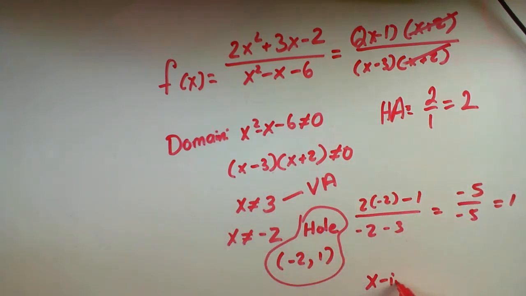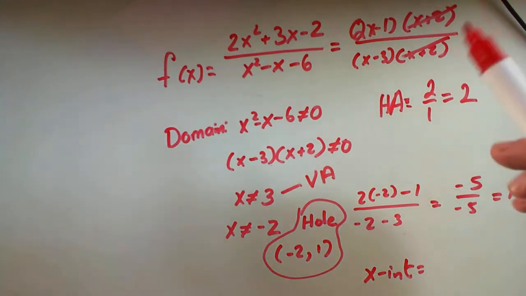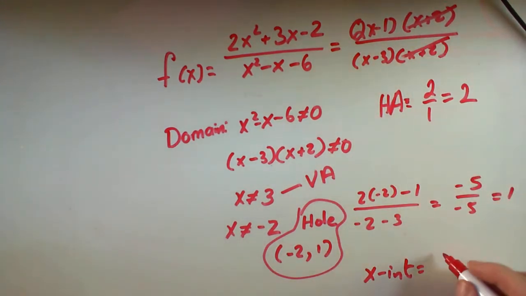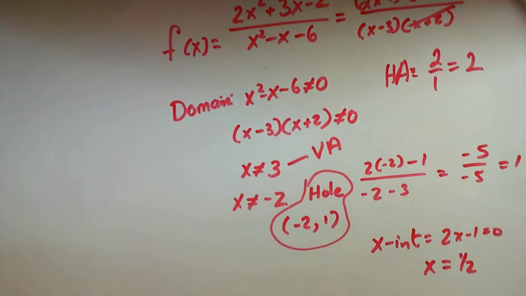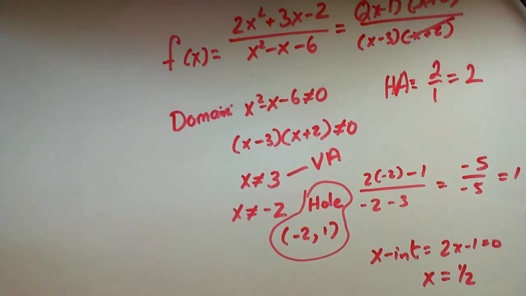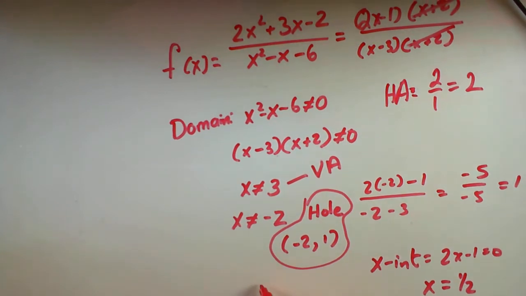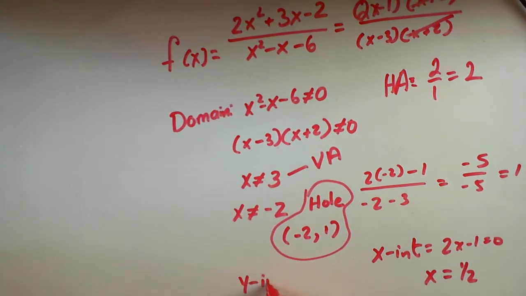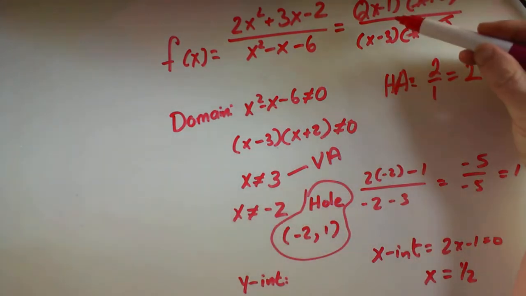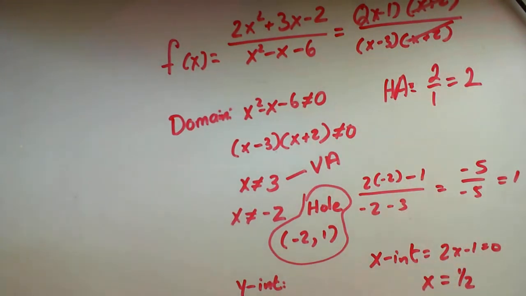X-intercepts, that's the zeros of the remaining numerator. So 2x minus 1 equals 0. X equals 1/2. And then my y-intercept, that's going to be the ratio of the constants. So that's negative 1 over negative 3. So that's going to be 1/3.